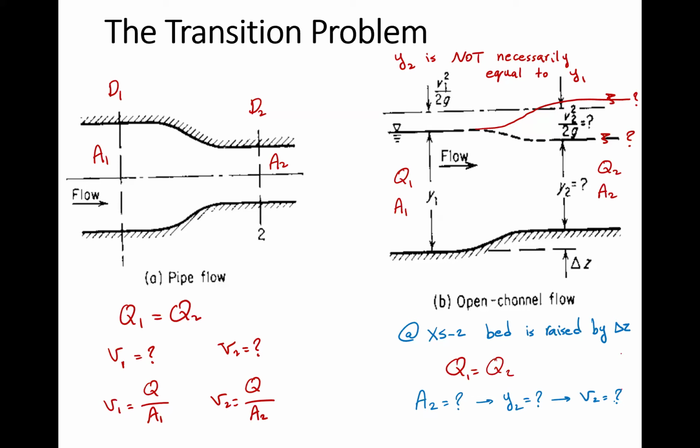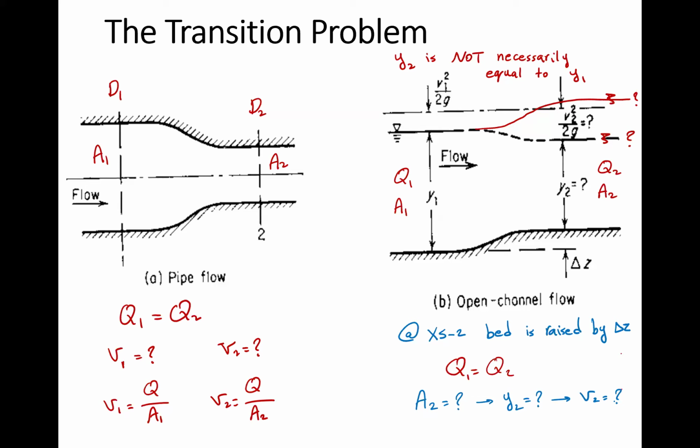But unlike pipe flow, it's not like we can say, oh, the channel bed went up by delta Z, so depth will go down by delta Z. No, we cannot say that. We need to study that in more detail. And that's because there is 1 more degree of freedom in open channel flow, because the top, the free surface, is free to move, can go up and down.